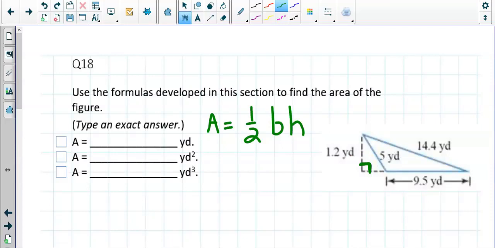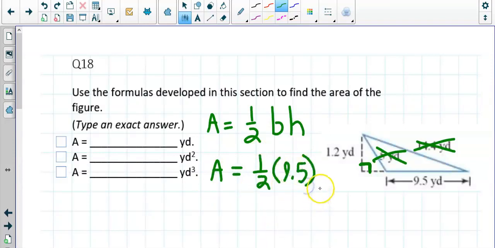So what that tells us then up here is that the 5 is junk and the 14.4 is junk. All we need are the 1.2 and the 9.5. So area is going to equal 1/2 times your base, which is really the 9.5, and your height, which is really the 1.2. So we just multiply all that out and we get our answer. And now since we're talking about area, that means we need a label squared. So we're looking at the middle guy here because that's the one that has yards squared.